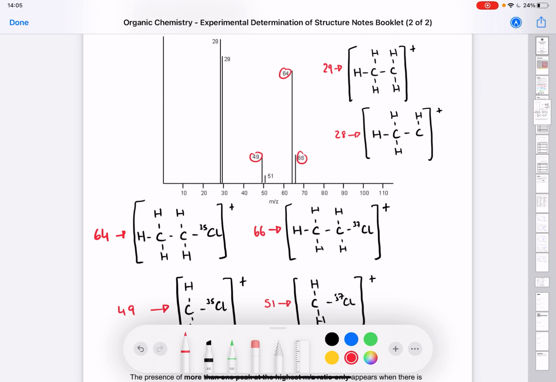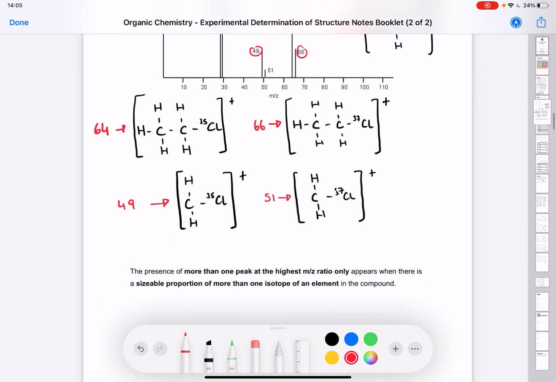Okay, so the presence of more than one peak at the highest mass to charge ratio appears only when there is a sizable proportion of more than one isotope of an element in the compound. So it doesn't always appear.